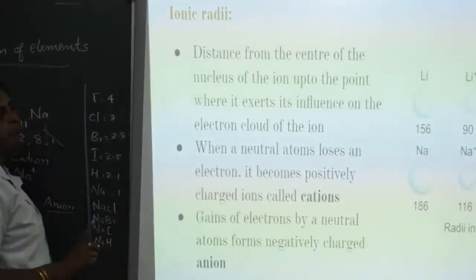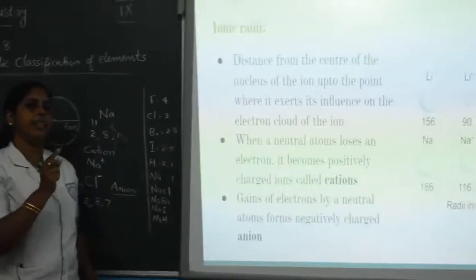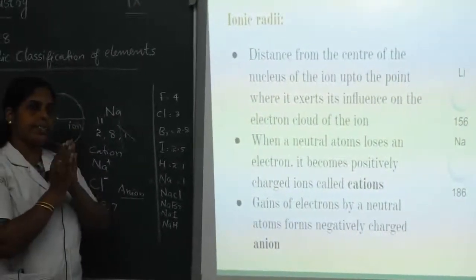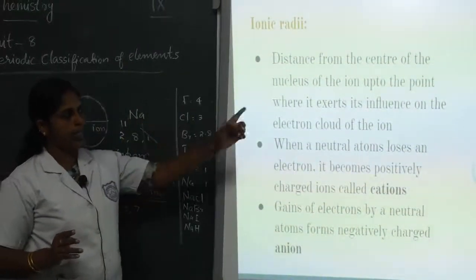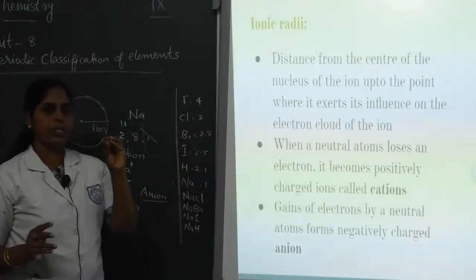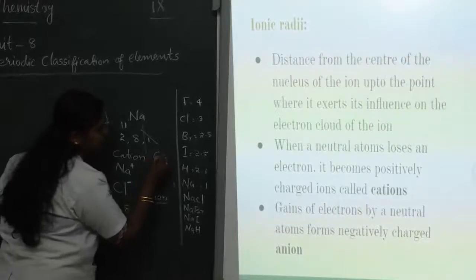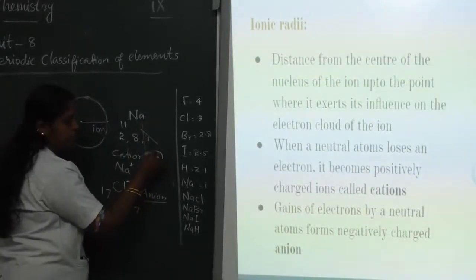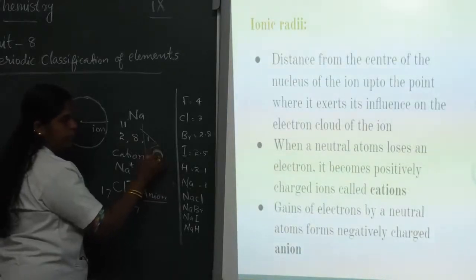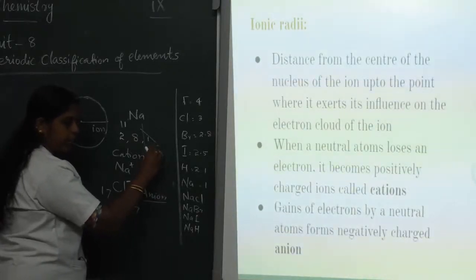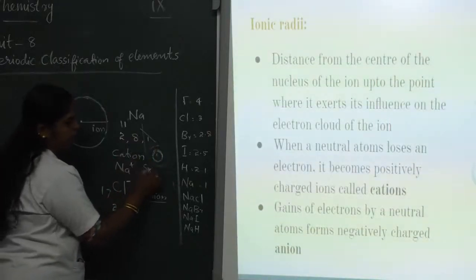As in the case of atomic size, here also from left to right there is a decrease in ionic radii because electrons are being lost. Electron loss means it forms a positive charge. When forming a positive charge, the cation becomes smaller than the sodium atom. It becomes much smaller because the outer shell is lost, and the nucleus can hold the other electrons together. That time the cation becomes smaller in size.